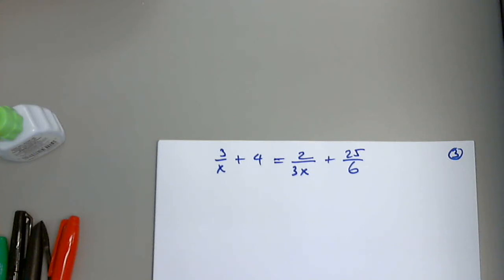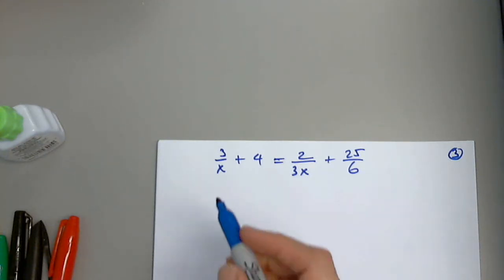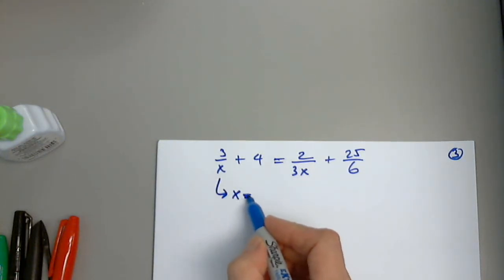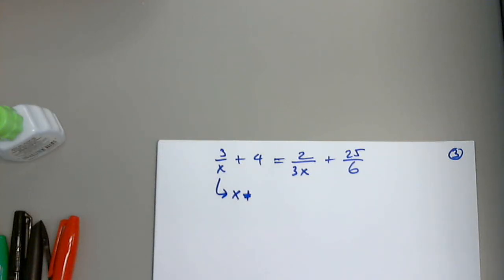Let me read it back to you just to make sure that we copied correctly. 3 over x plus 4 equals 2 over 3x plus 25 over 6. Perfect. Very good. There is nothing we need to factor in the denominator, but we immediately will write that x does not equal 0.